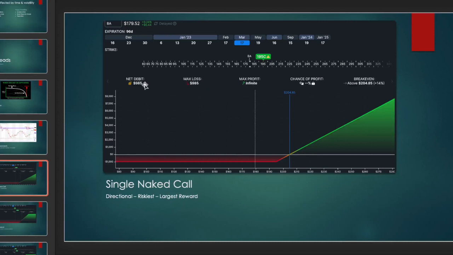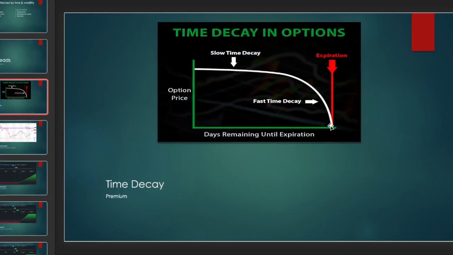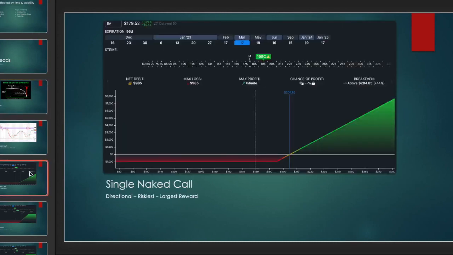Okay, if this one's only worth $985, but a $2,000 or a $5,000 call would mean that you are risking basically all of those $5,000, sorry. So it is the riskiest. It can go to zero in no time. Okay, all right. But of course it has the largest reward. But like I mentioned, beware.